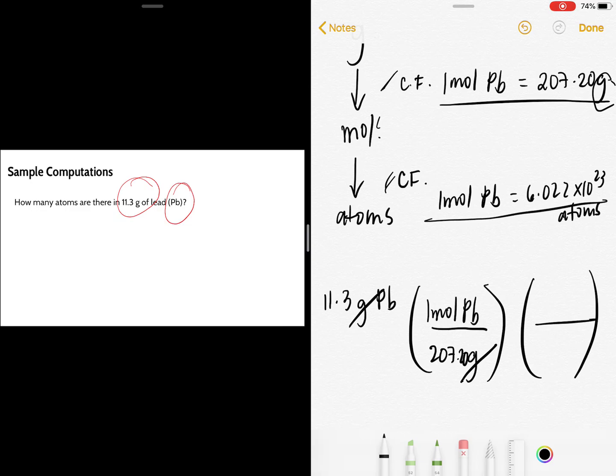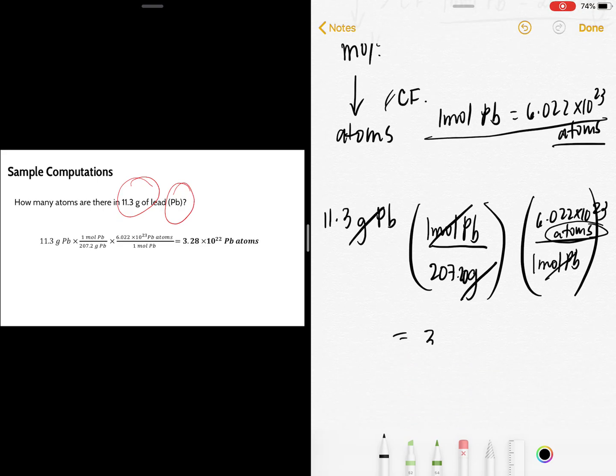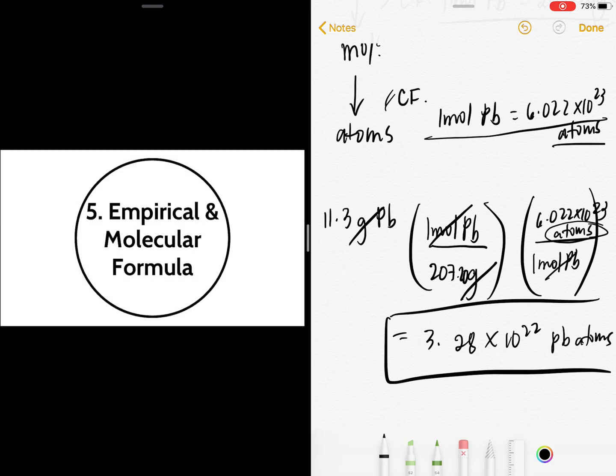Next, dito sa pangalawa, gagamitin natin itong pangalawa nating conversion factor. Sa baba, yung mole ng lead. Kasi siya yung naiwan dito sa taas. So, para mag-cancel, times 6.022 times 10 raised to 23 atoms. Kung ano yung unit na hinahanap mo, siya dapat yung naiiwan lagi. So, if you input that, the answer will be 3.28 times 10 raised to 22 lead atoms. Very easy. Akala nyo mahirap, pero madali lang talaga siya.